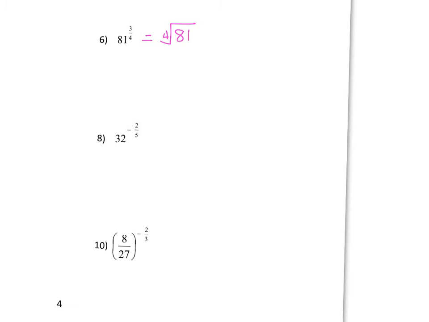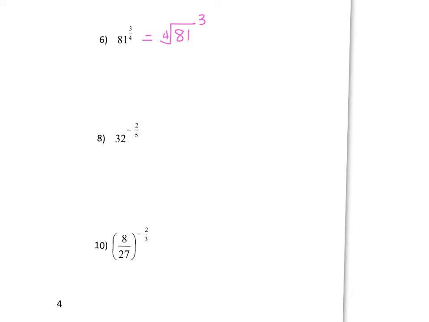Now, you can either put the 3 right here on the 81, or you can take that 3 and put it on the outside of the radical right here. Now, if you're going to evaluate this, I recommend putting it on the outside of the radical, because if you put it on the inside, you would first have to figure out what 81 to the 3rd power is, which is a huge number. And then you have to take the 4th root of that huge number. I think it's always easier to take the root of a smaller number and then cube it.